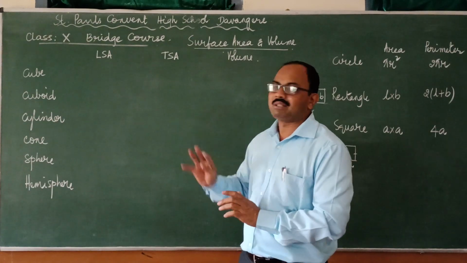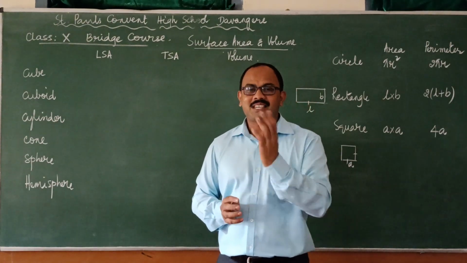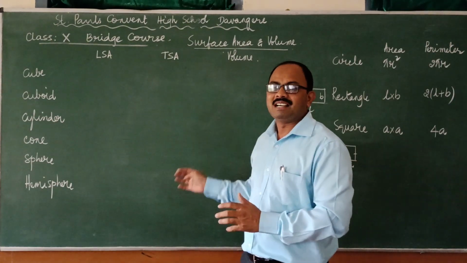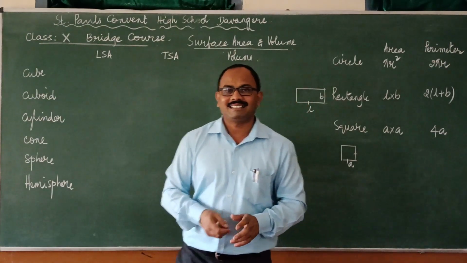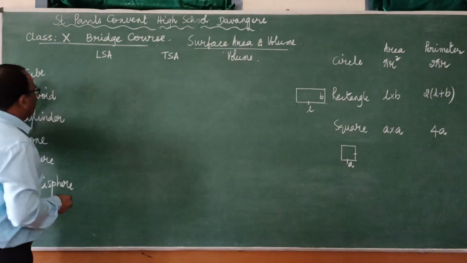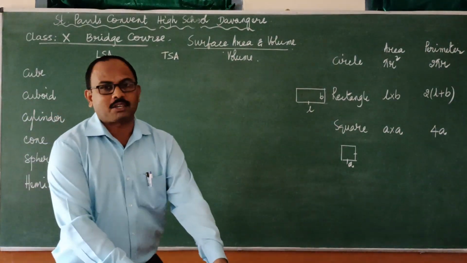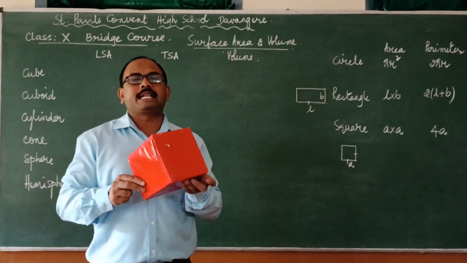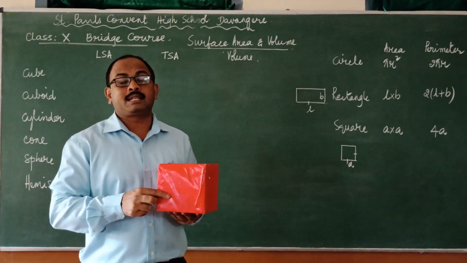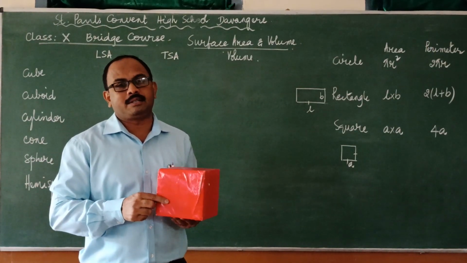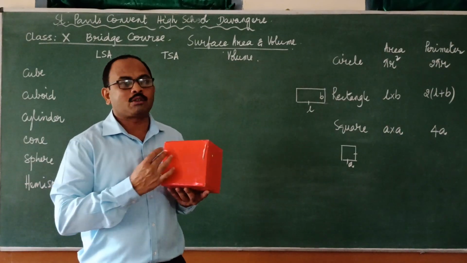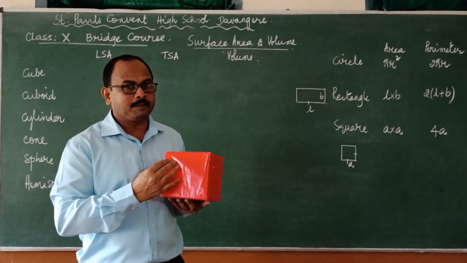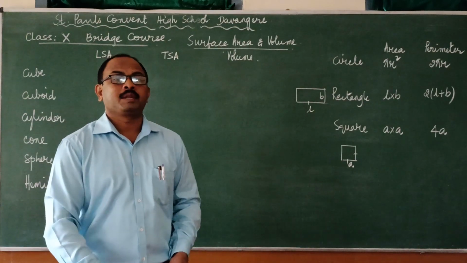Okay, let me write down the formula part. Check yourself whether you are able to remember all the formulas, children. Otherwise, learn them. Cube, children. This is a cube which has 6 faces, 6 congruent faces, children. Therefore, each face looks like a square, children.